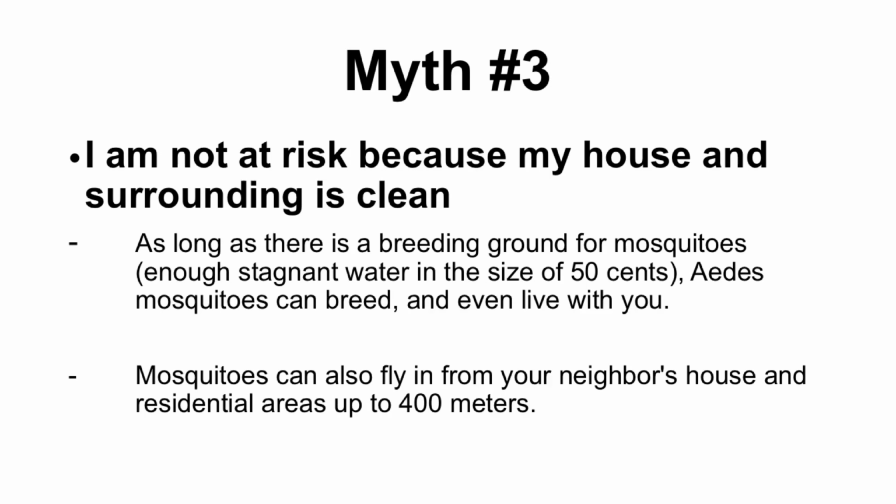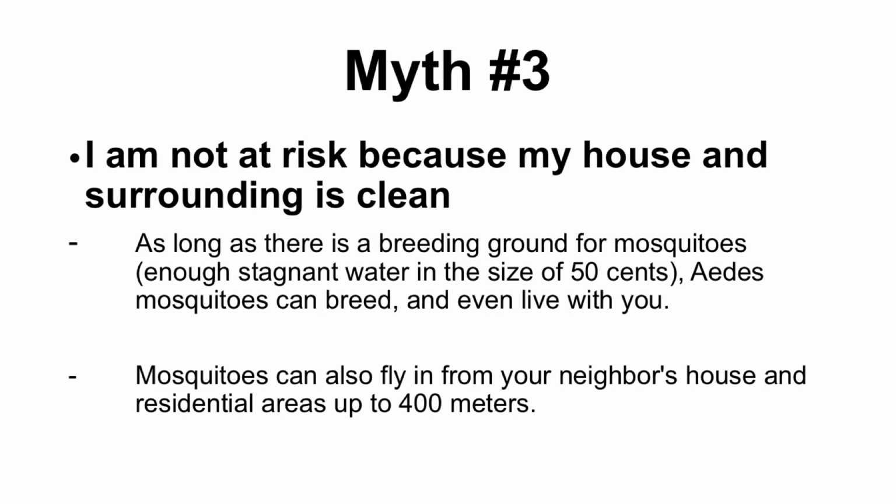So the third myth is, I'm not at risk because my house and surrounding is clean. Actually, for this question, as long as there is a breeding ground for mosquitoes, enough stagnant water in the size of a 50 cent coin, the Aedes mosquito can breed and even live with you. With a small amount of water, they can breed 100 larvae actually.